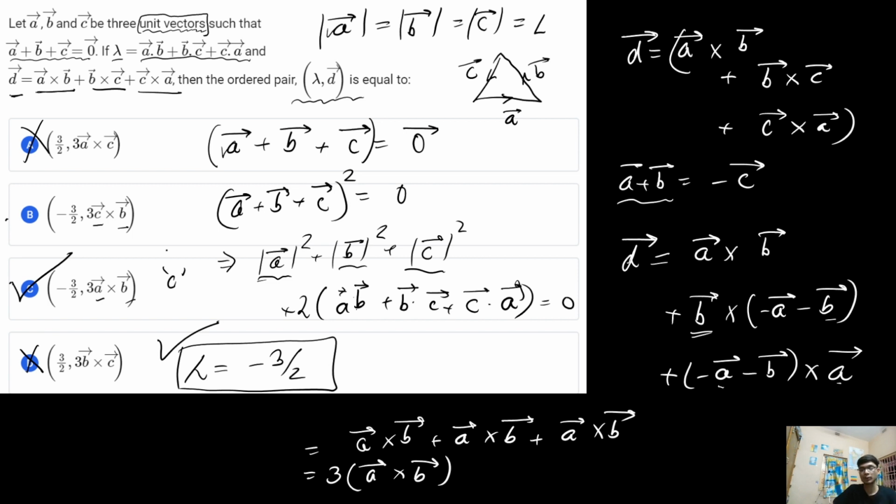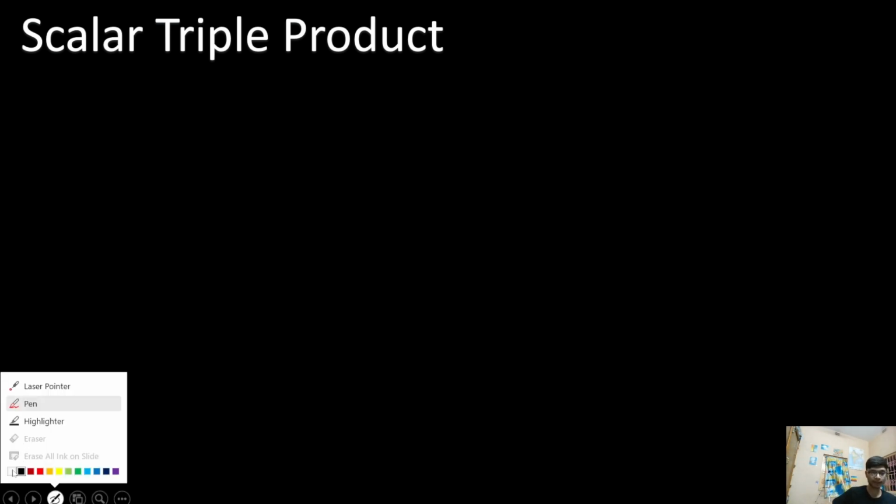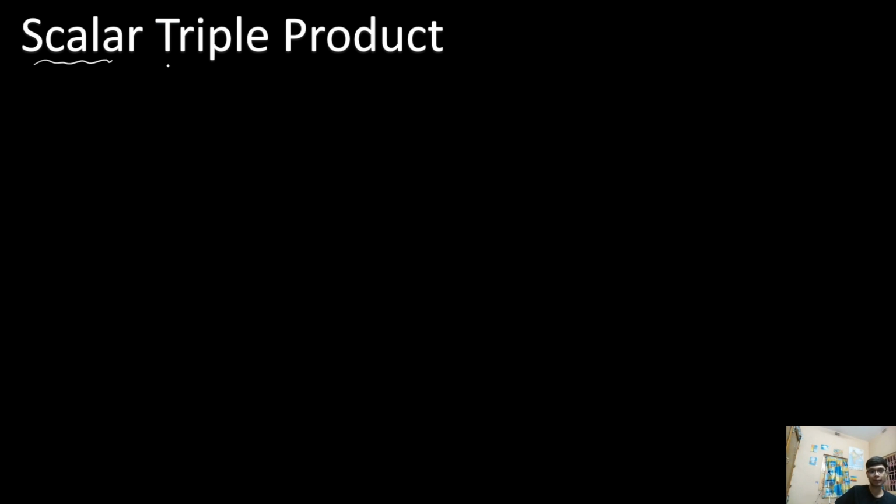I hope you have understood this particular question, and this was a very simple question. Now with this, let us start with today's topic of scalar triple product. So how is scalar triple product defined basically? Scalar triple product, by the word triple, means there will be 3 vectors involved.